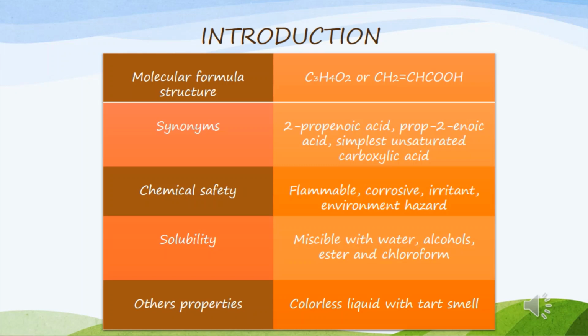prop-2-enoic acid, with molecular formula C3H4O2 or CH2=CHCOOH. COOH indicates a carboxylic acid compound. Acrylic acid is also flammable, corrosive, and soluble in water, alcohol, ester, and chloroform. Acrylic acid is also a colorless liquid with a tart smell.